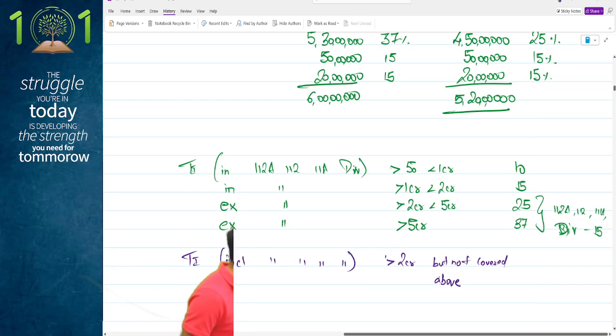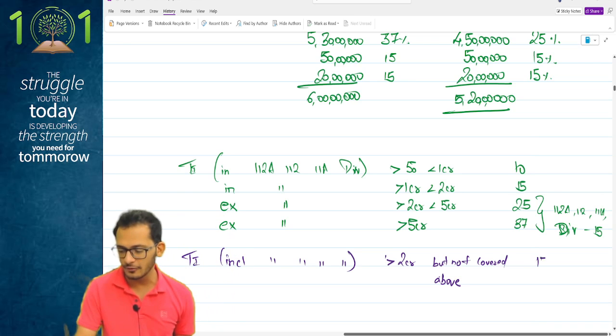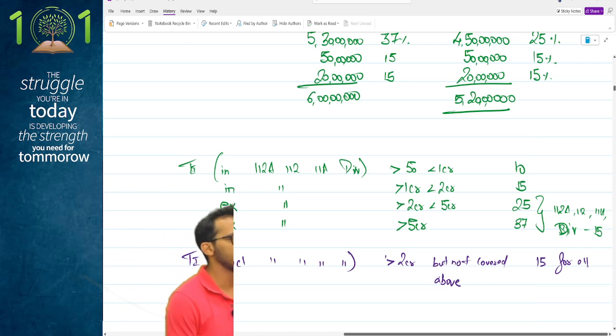Understand, I am telling you, Rahul, how much is my total income including everything? 5 crore 80. Is it more than 2 crores? Yes, but is it falling in any of the two? No. In that case, they came and said surcharge becomes 15 for all.